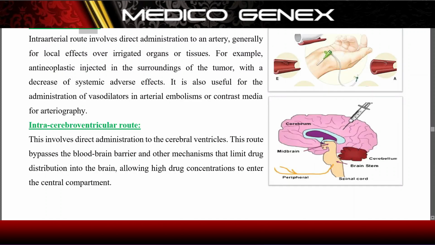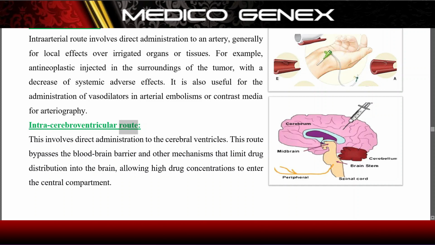Intra-arterial route. Intra-arterial route involves direct administration to an artery, generally for local effects over irrigated organs or tissues. For example, antineoplastic injected in the surroundings of the tumor, with a decrease of systemic adverse effects. It is also useful for the administration of vasodilators in arterial embolisms or contrast media for arteriography.